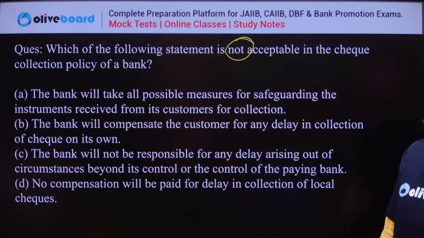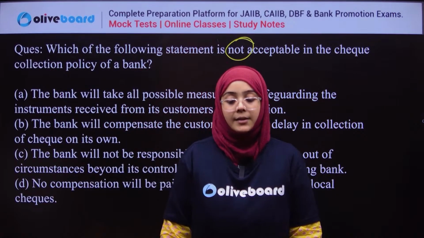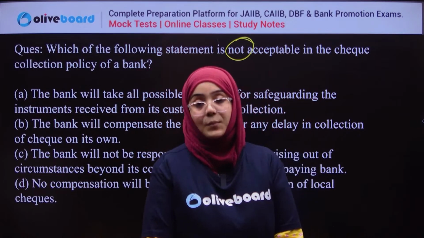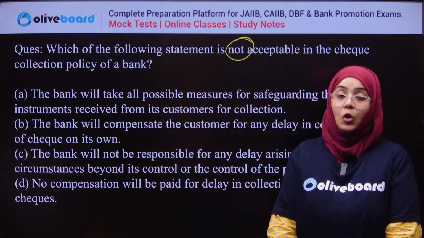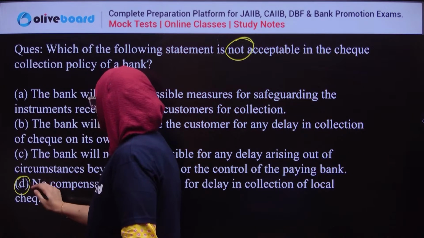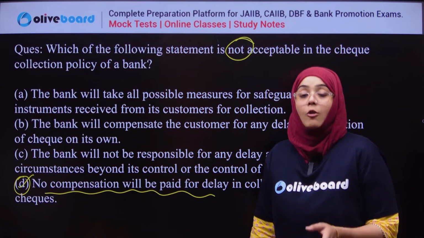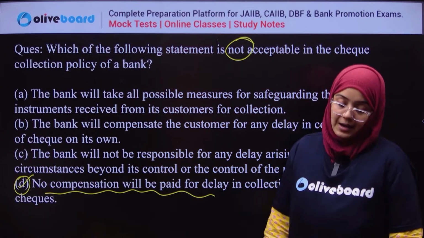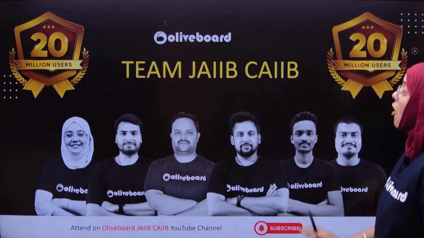So the correct answer for this question is, obviously, D. Which of the following statements is not acceptable or not true regarding the check collection policy of a bank? No compensation will be paid is the wrong statement. Actually, compensation is paid by the bank for the delay in collection of local instruments. So D is the correct answer, because this is the wrong statement. Okay, so this is the complete overview of the chapter.